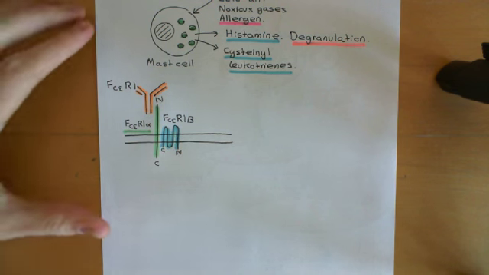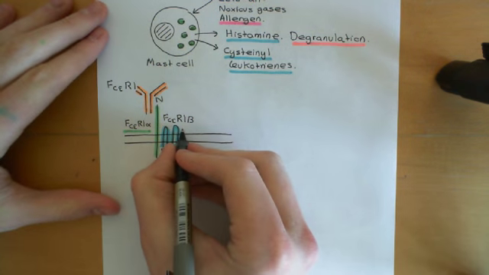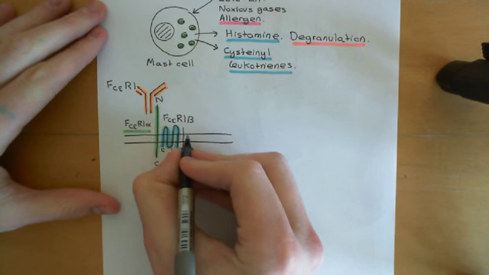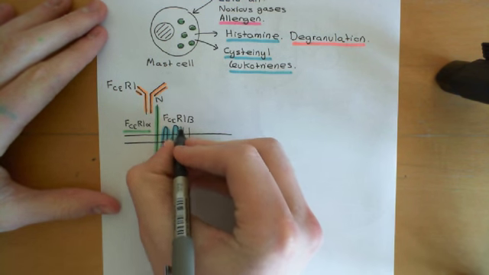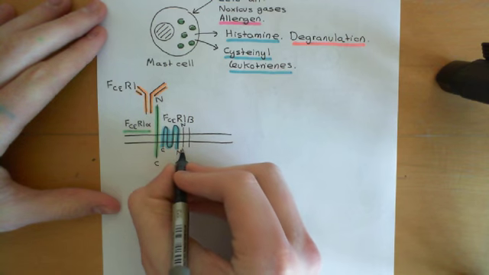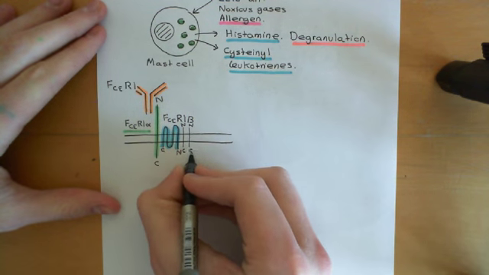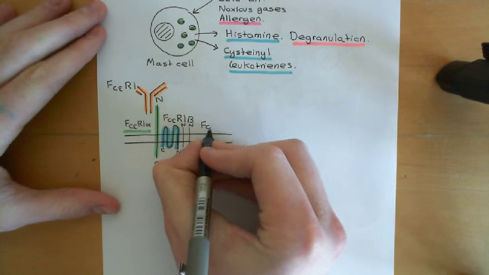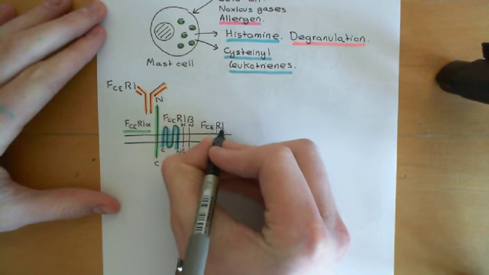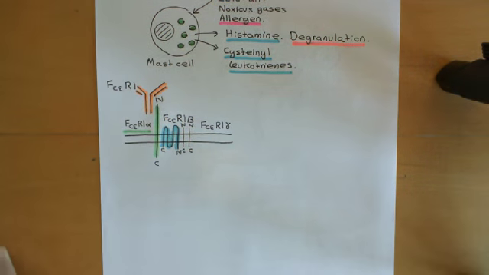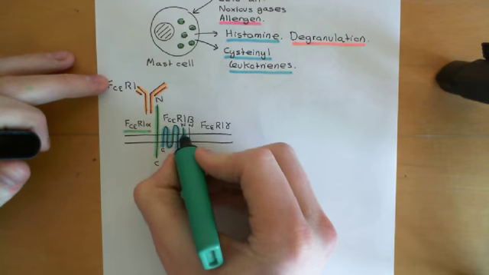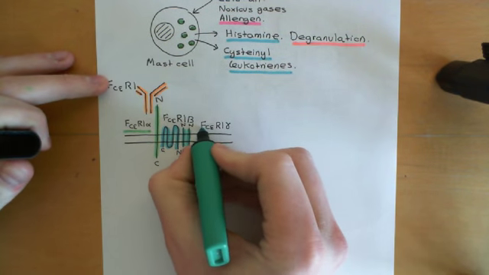Okay, right. Then to complete the Fc epsilon R1, you need 2 more proteins here, which are both identical, okay? And they both have their amino terminuses extracellularly and their C terminuses intracellularly. Okay, and these are the Fc epsilon R1 gamma proteins. Okay, and we'll colour in the Fc epsilon R1 gamma proteins in turquoise here.